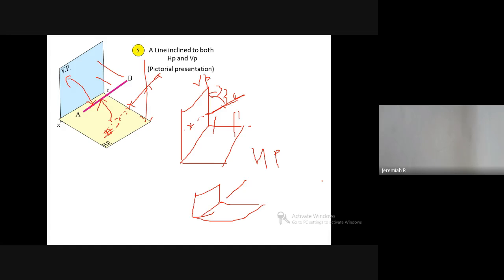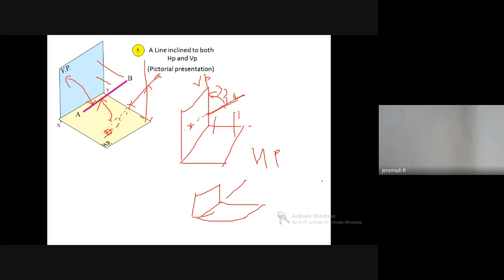When you extend the line, if it intersects the vertical plane, that corresponding point is called the vertical trace. So when the line is inclined to both HP and VP, sometimes you'll have a horizontal trace and also a vertical trace. What do horizontal trace and vertical trace mean?